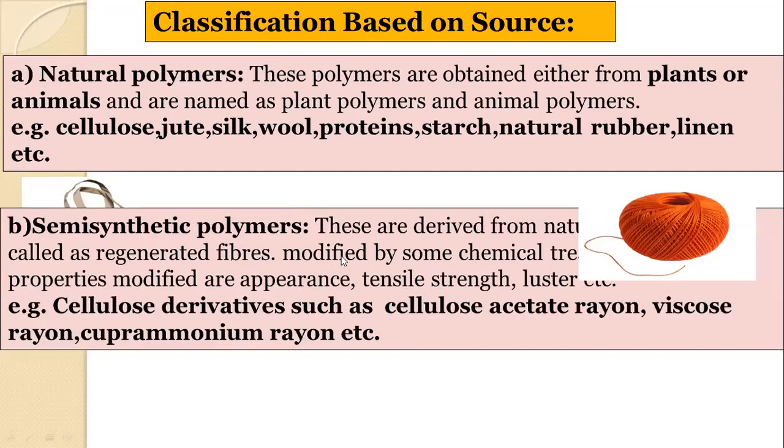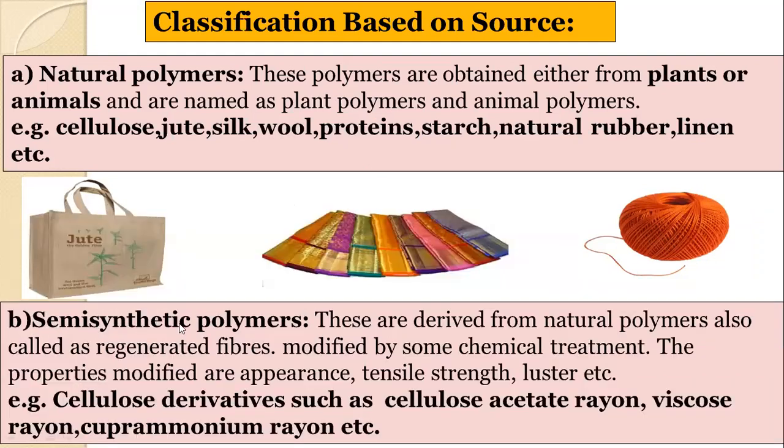Then I am coming to the next class, semi-synthetic polymers. Semi-synthetic polymers are actually natural polymers. Only chemical treatment is given to the natural polymers, and the prepared polymers are called semi-synthetic polymers. So you can write in your own words. If it is asked in the exam, you can use this textbook language, bookish language, and you can write in your own words also.